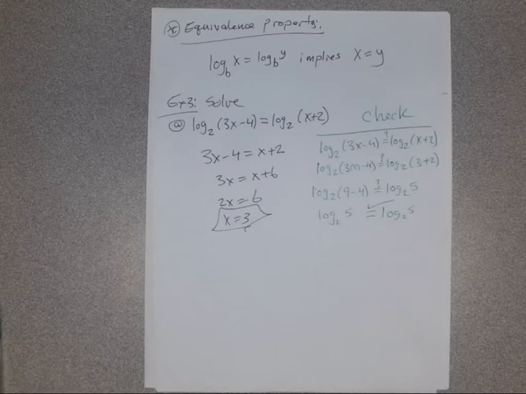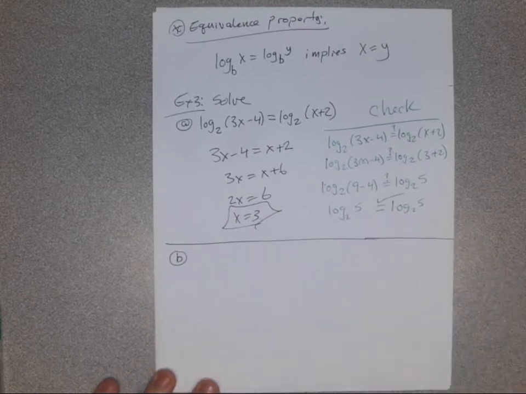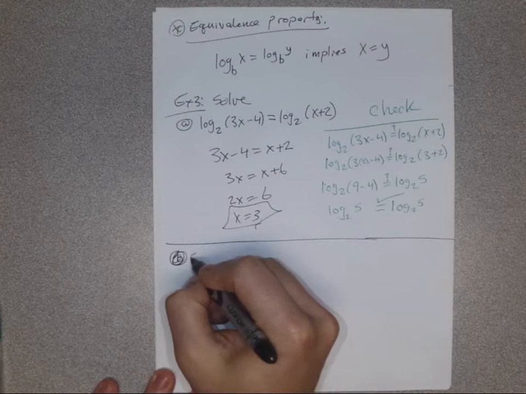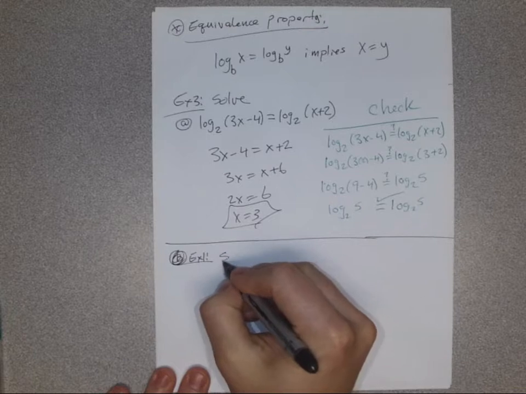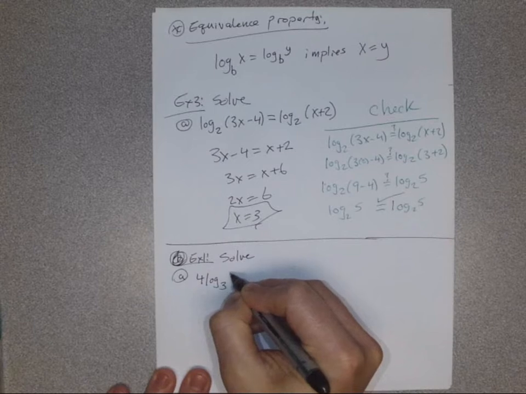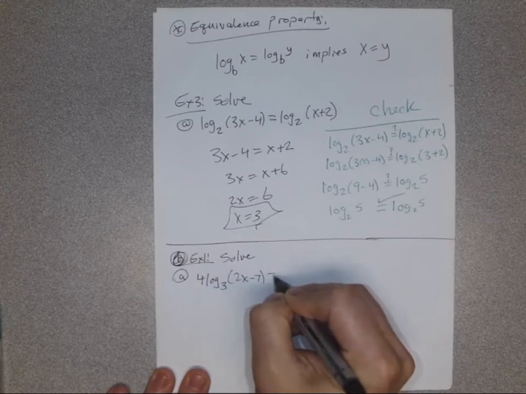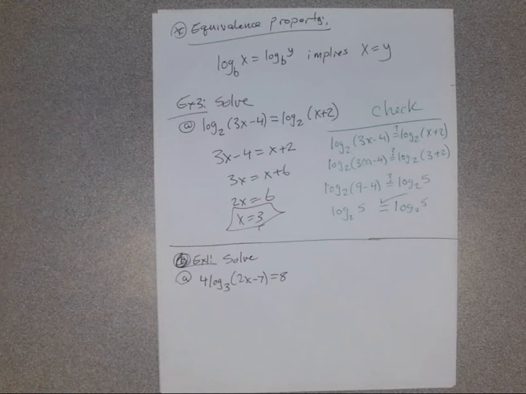All right, let's try part B. Same thing, well, this is a new lecture, so we'll call it example 1. All right, and solve part A. 4 log base 3 of 2x minus 7 is equal to 8. All right, I encourage you to pause the video and try to work this one out yourself. We're going to start getting into mixing and matching of things, so this problem will not necessarily be worked like this. That's another reason why I'll do another example. So give this a try.